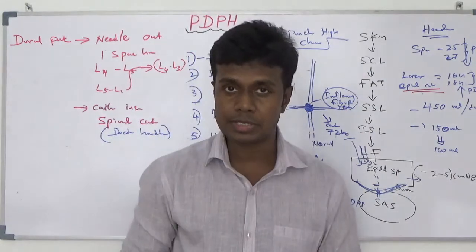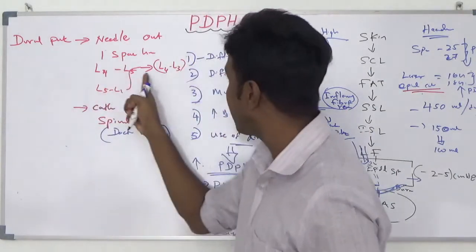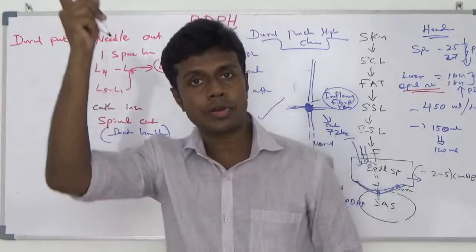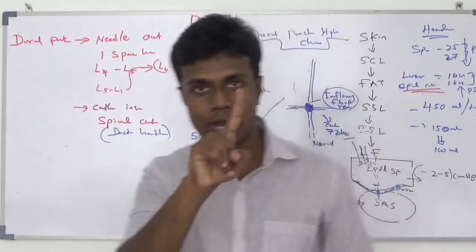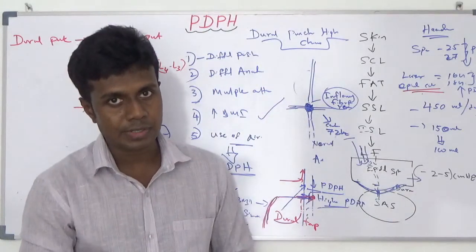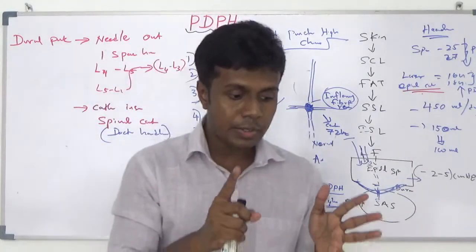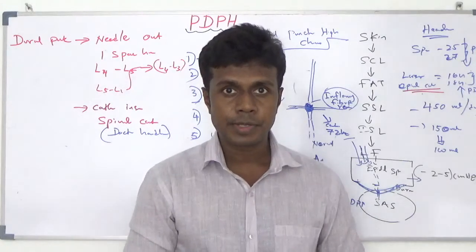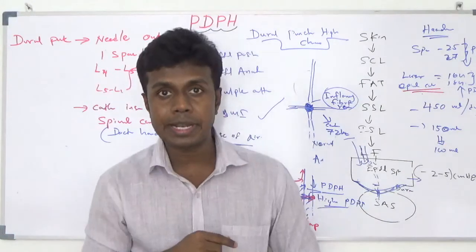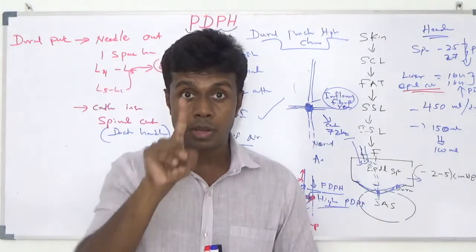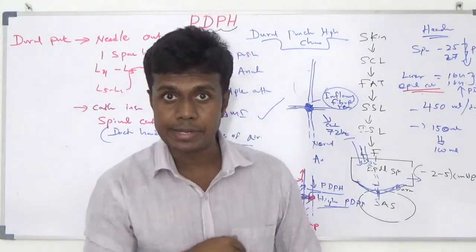Two things you can do. Number one, you can take it out and try at one higher space, or you can put the catheter and you have to remove it in 72 hours. If you create a dural puncture, you have to tell your patients they can develop spinal headache. You can develop post-dural puncture headache.